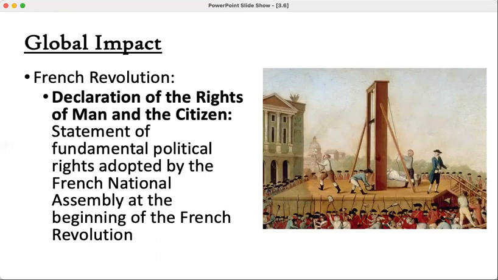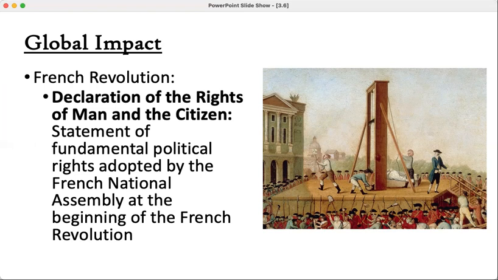Okay, let's change and talk about the global impact of the American Revolution. We're not going to spend a ton of time talking about this because, frankly, the AP test is not going to spend a ton of time talking about this. So let's move through it quickly. All right, we're going to start with the French Revolution.